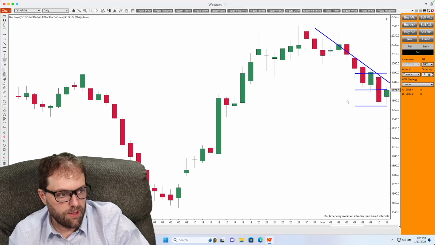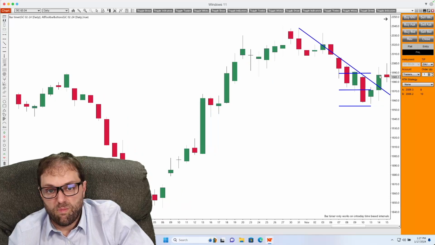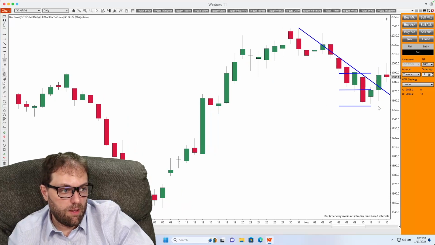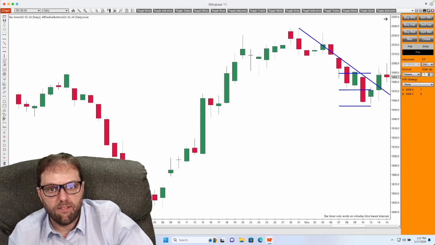And let's see how this one would have worked out. If we start zooming over, the next candle did not hit the stop. That would have been a 176 tick victory.